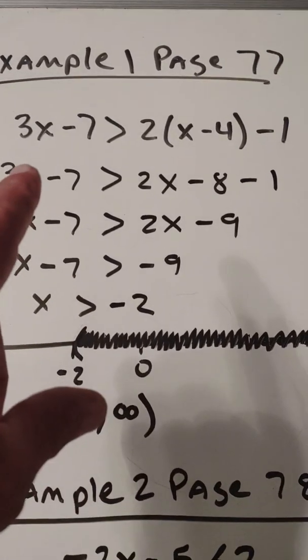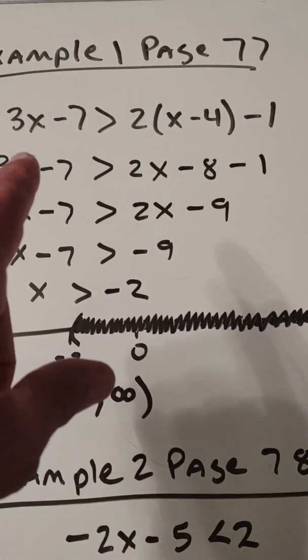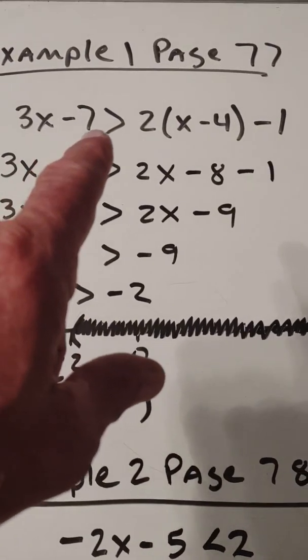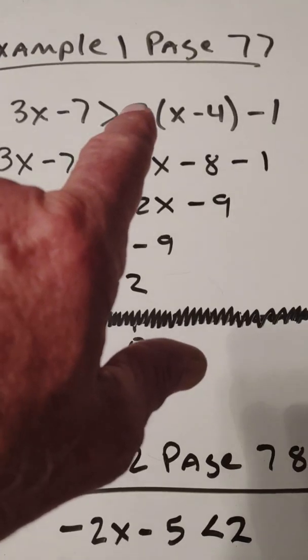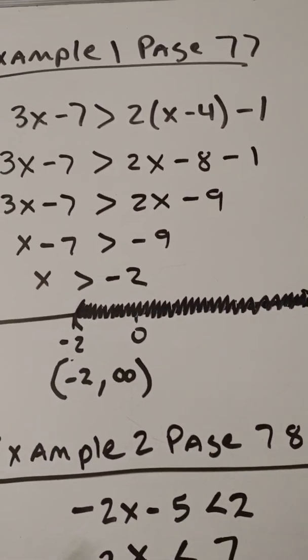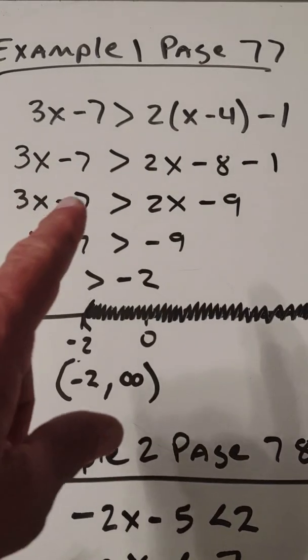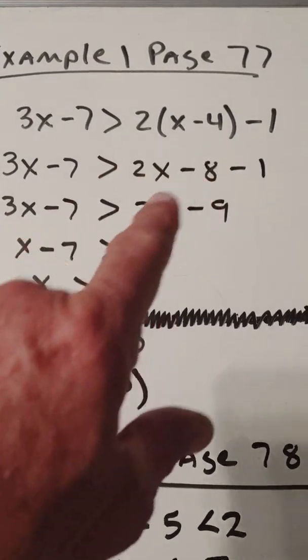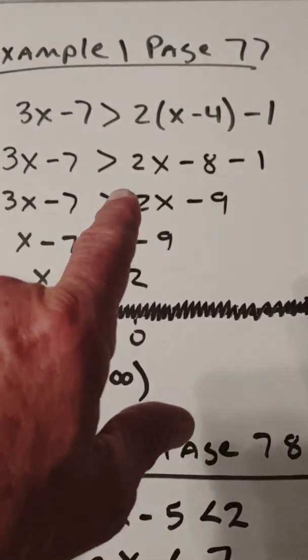You'll see this in some examples. So here's the first one. This is example 1, page 77. We have 3x minus 7 greater than 2 times parentheses x minus 4 minus 1. So we solve it just like we did the equalities. Distribute first, get 2x minus 8.